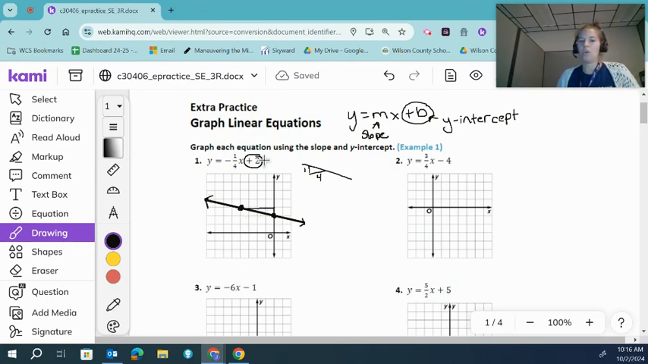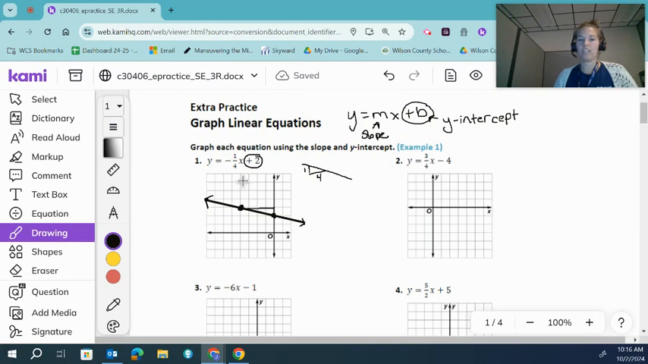We used our y-intercept to start because that was a point we knew was going to be on our line. Then we utilized our rise and our run of our slope in order to plot some more points. Once we have 2 points, we can connect them and create a line.